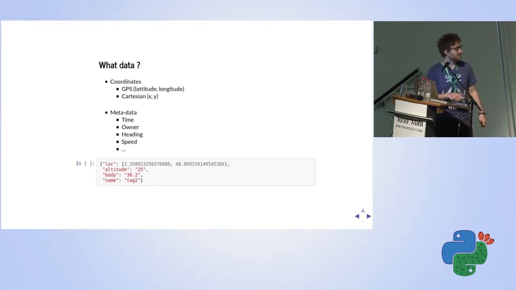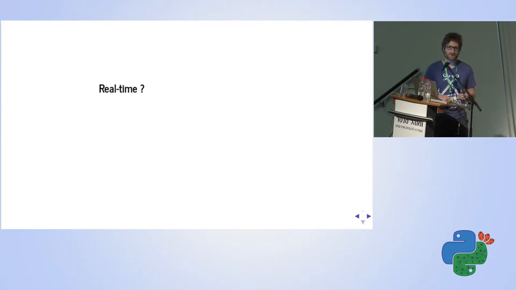Just an example of data we can have: a location, here latitude and longitude, an altitude in meters, a body temperature, and the name, for example. When I say real time, it's not hard real time, like what you can have in hardware. We could have it, but we will have something that is enough for you, which in our case, 1 second is okay for us.